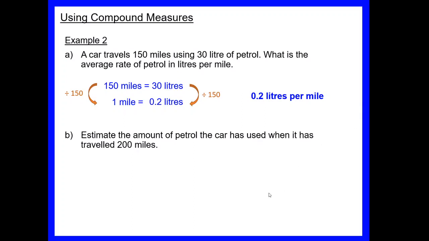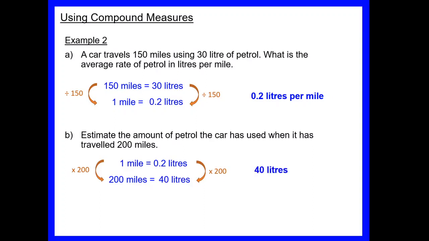Finally then, estimate the amount of petrol the car has used when it's travelled 200 miles. So we already have worked out here that 1 mile is 0.2 litres, so we can use that bit of information. So now we know we've got 200 miles, so we're going to put that under the miles side. To get from 1 to 200, I need to multiply by 200. So we do the same the other side, and that gives us 40 litres. So the amount of petrol that we've used is 40 litres.